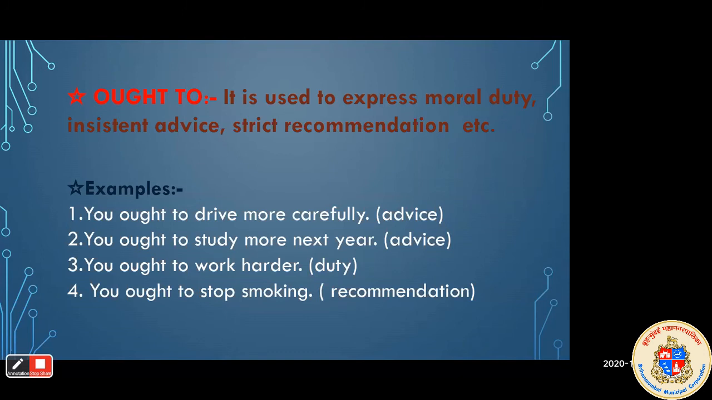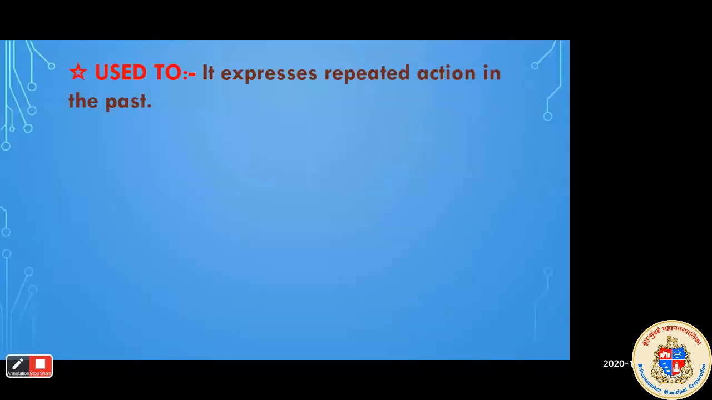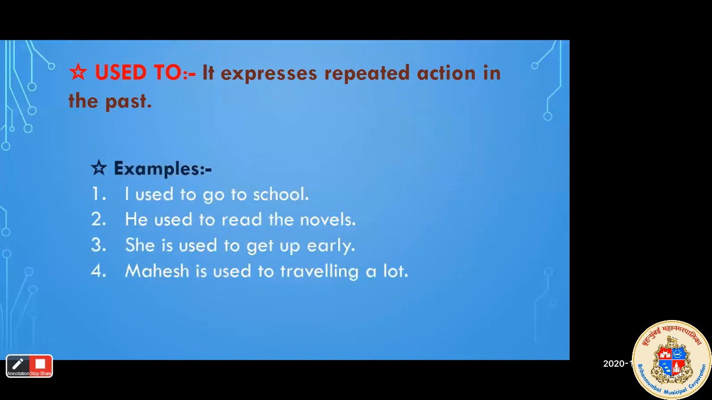And the last one is used to. It expresses repeated action in the past. When we have to express a repeated action in the past, we can use this modal verb in our sentences. So here are some examples of that. Can anyone read?